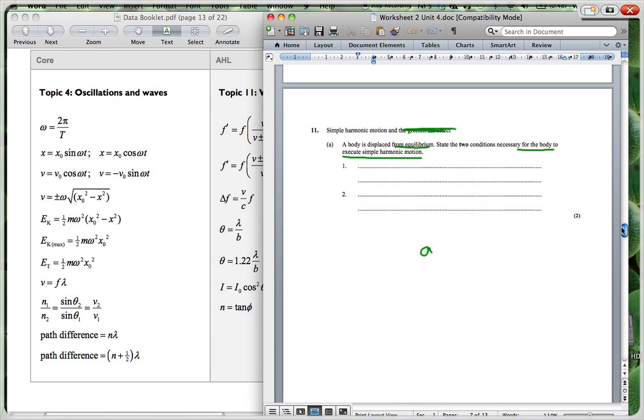Now, this is your basic defining formula. So you can say the acceleration or the force, one of the two. I'm going to say the acceleration is proportional to the displacement from the equilibrium. Remember, we're always measuring from the equilibrium, and the acceleration is always in the direction towards the equilibrium.